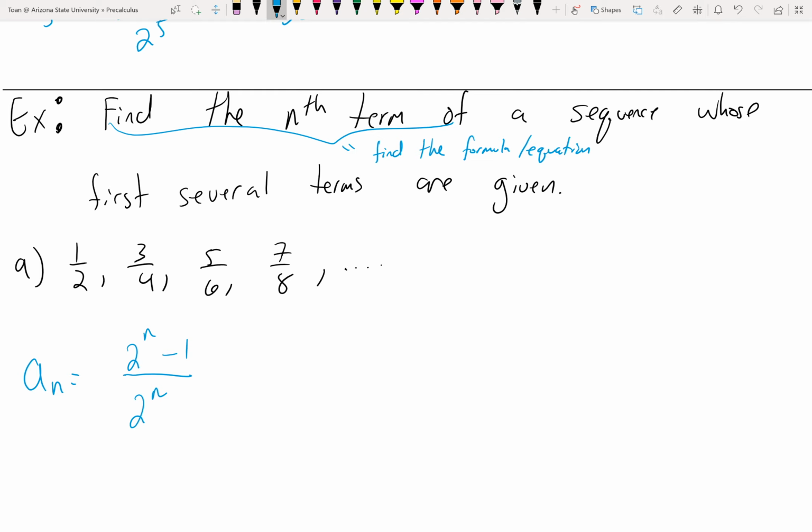Now, with these types of questions, you should never have to wonder, oh, is it right or wrong? You should be able to generate the same sequence if you plug in n equals 1, n equals 2, n equals 3. So how do I know that this is the right answer? When I plug n equals 1 into this formula, do I get a 1/2 out? If I plug in n equals 2, do I get a 3/4 out? If I plug in n equals 3, do I get a 5/6 out, so on and so forth? And in this case, we do.